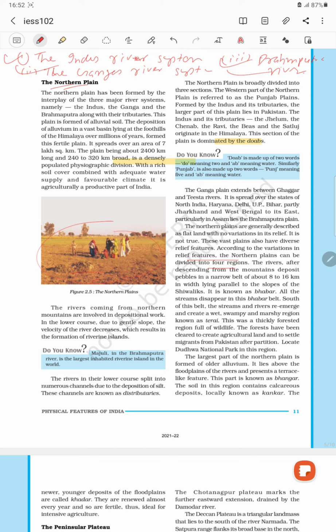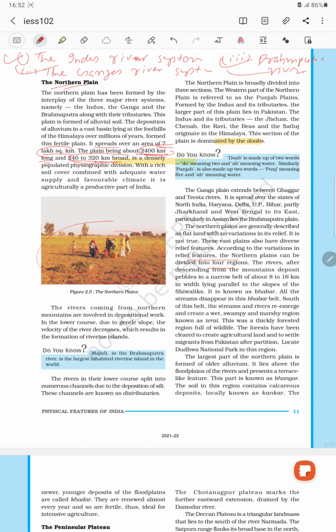The area of the northern plain is around how much? Around 7 lakh square kilometer, and the plain is about 2400 kilometer long and 240 to 320 kilometer broad. Clear?